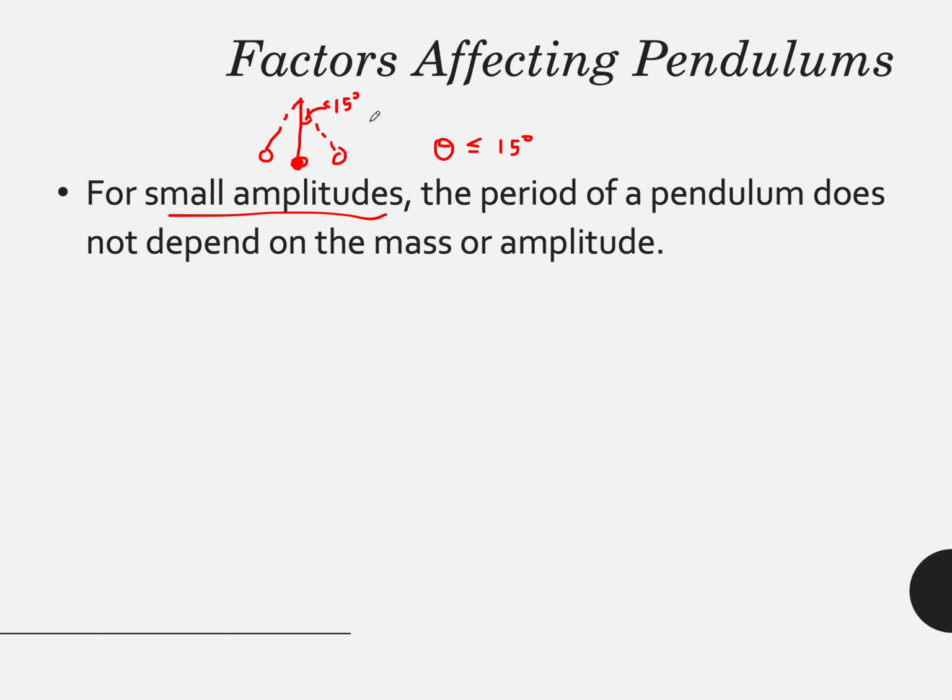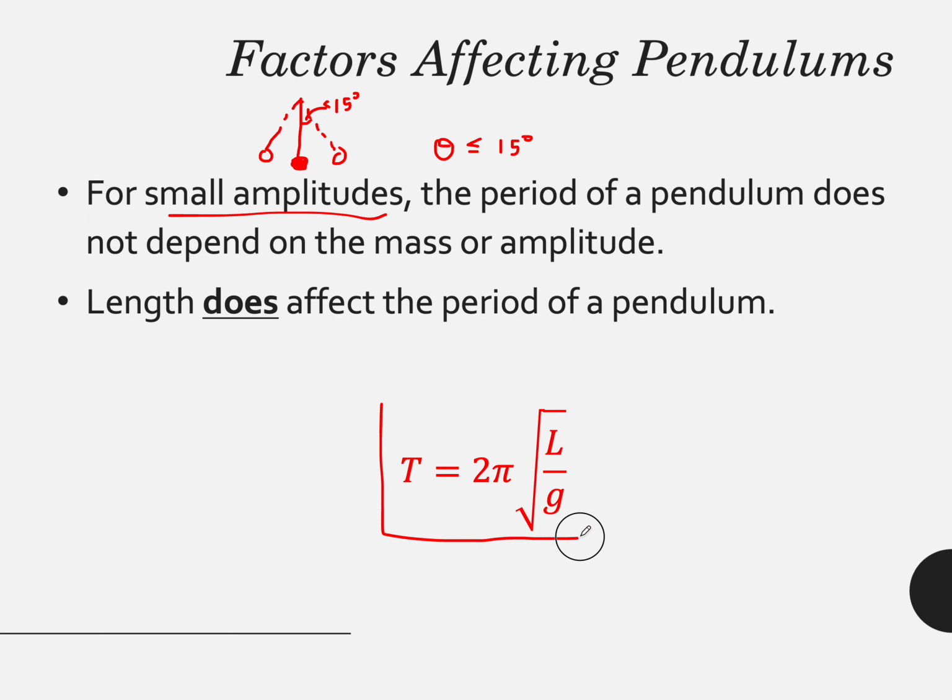It does, however, is affected by the length. Here is the equation for pendulums, where T is the period, L is the length of the pendulum, and g is the acceleration of gravity, which normally we just make 10 or 9.8.